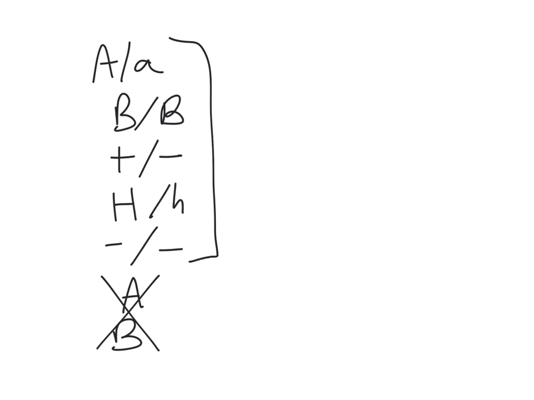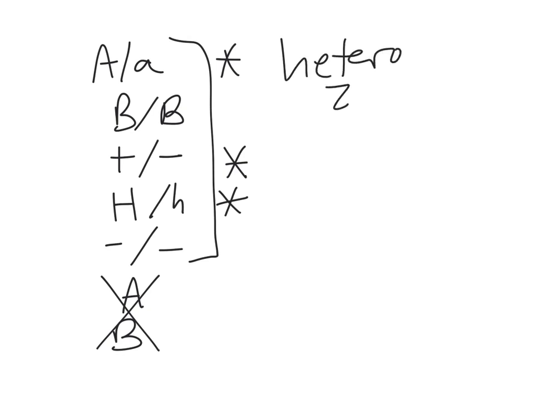Which of these genotypes are heterozygous? Here's terminology we haven't used before. Heterozygous. The A's and the H's, and the plus and the minus. A heterozygote is any individual that has 2 different alleles. Hetero, different. So if you have 2 different versions of a gene, you're a heterozygote.